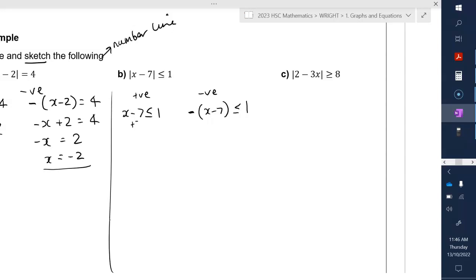Okay, let's solve this one over here. Let's add 7 to both sides. So we'll get x is less than or equal to 8 as our first solution. Let's multiply by the negative on this one. So we get minus (x minus 7) is less than or equal to 1.